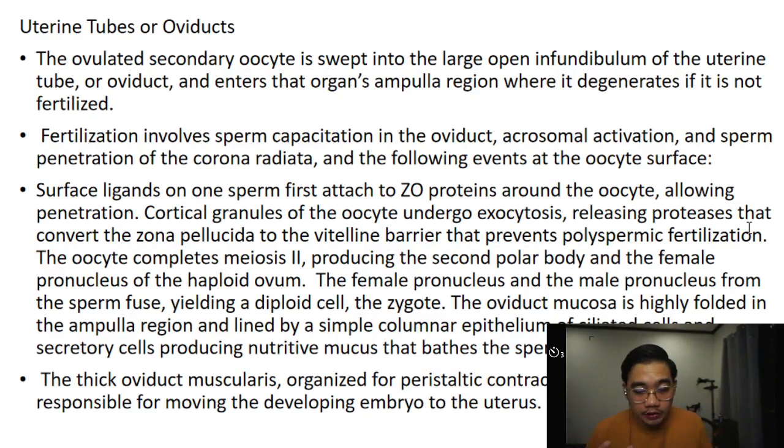So, that zygote cannot move anymore. It no longer has flagella, no? So, the cilia of the fallopian tube will push, or rather sweep, the zygote into the uterus eventually. The fallopian tube, the oviduct, is muscular, no? So it keeps pushing the fertilized egg, the zygote, down towards the endometrium. That is where it will continue its development, no?